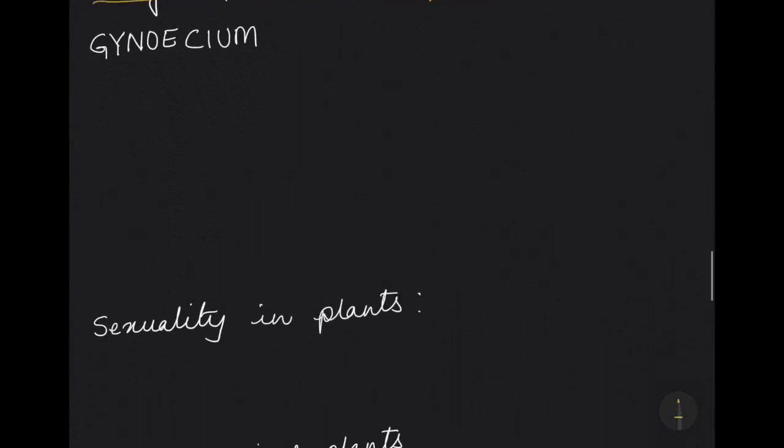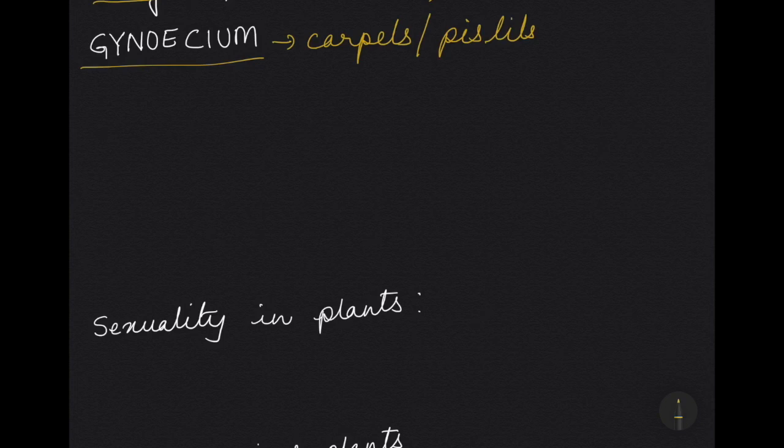Okay, now moving on to the fourth whorl, that is gynoecium, also known as carpels or pistils. Okay, it is made up of one or more carpels. In some cases, there may just be one carpel or sometimes many carpels. Okay, so each carpel consists of three parts. You have a terminal tip, a knob like a knob of the door, okay, part which may be divided into two or more lobes, and sometimes it will have a feathery appearance.